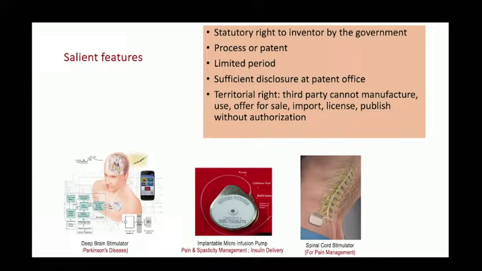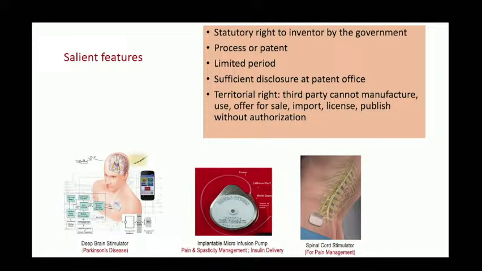Now, what are the salient features of a patent? It is a statutory right which is given to the inventor by the government. Both can be patented. The product can be patented and the process can also be patented. And it is only for a limited period, maybe 10 years, 15 years. But after that period is over, you have to decide whether you want to renew the patent or not.